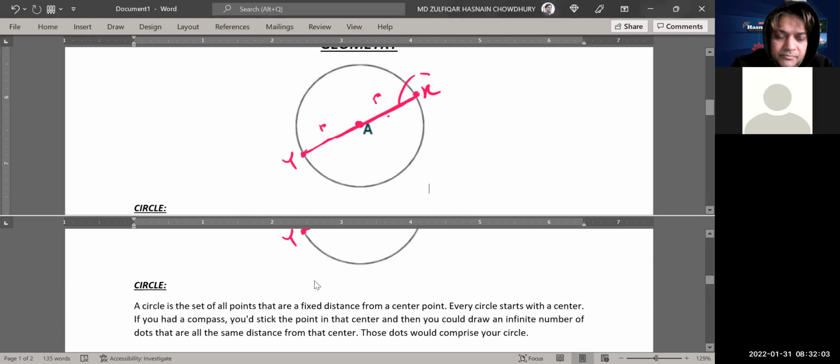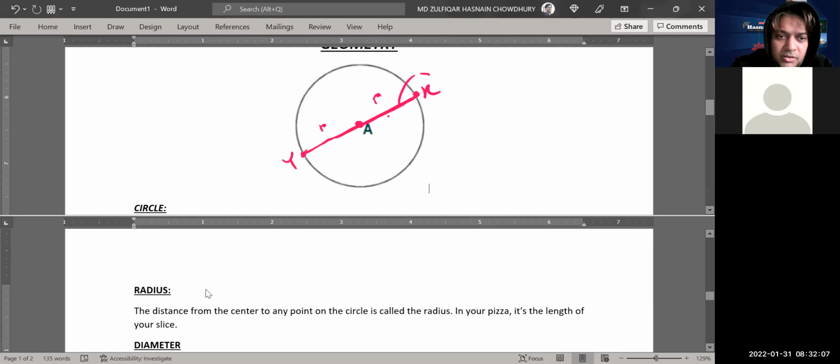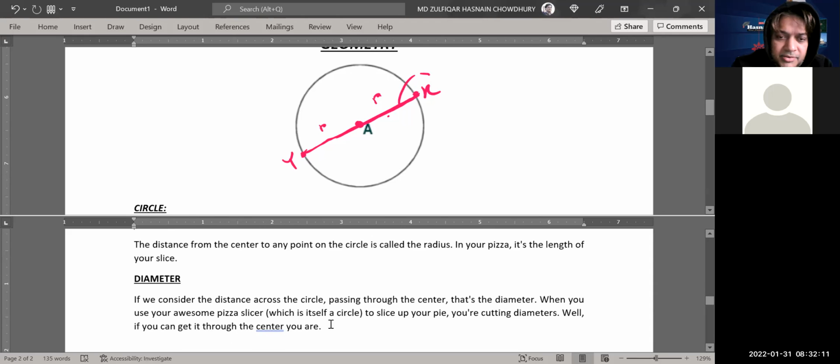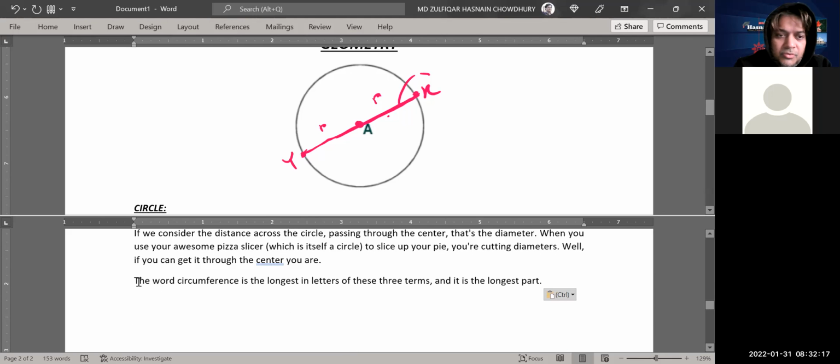X and Y are another thing. A circle, radius, diameter. So we have two distances. One is from the center point to any point. The other is from one point to another point through the center of the circle. Two distances. The third distance is the largest distance.